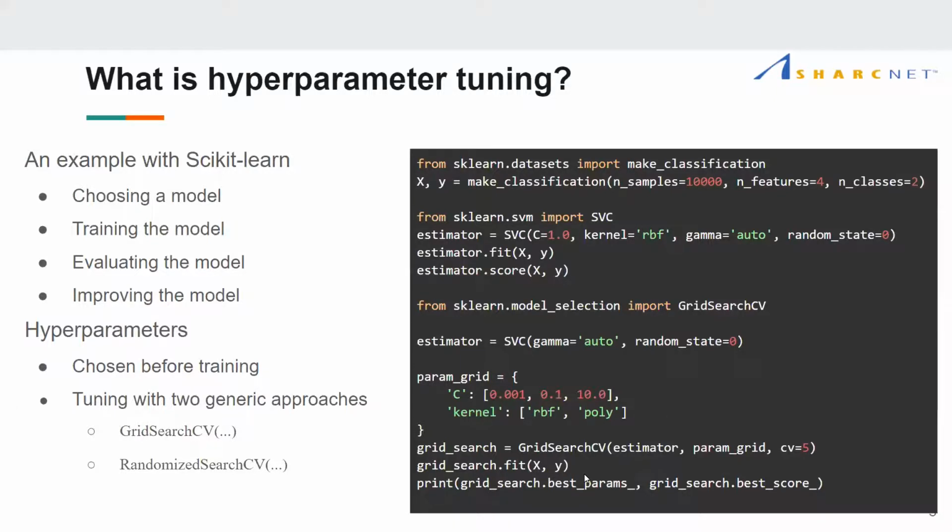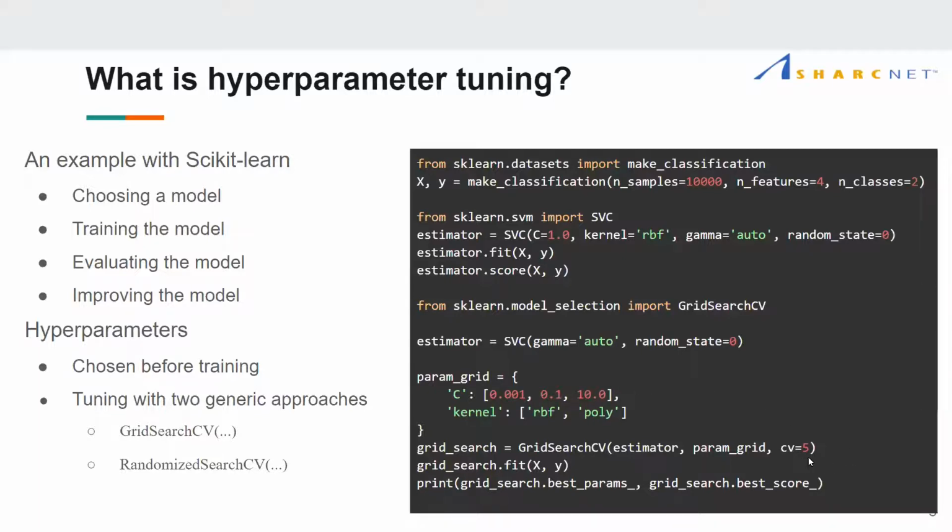So each of the 6 combinations will be tried in fitting. When creating this grid search CV, you pass in the estimator and the param grid. Then the search starts by calling the fit method using the grid search. After fitting is done, the best parameter combination and the best score are produced. This is the general procedure for hyperparameter tuning.